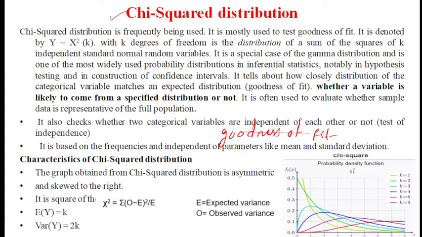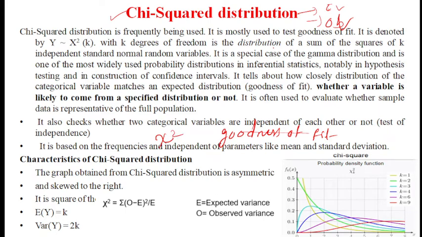Goodness of fit tells how closely the distribution of a categorical variable matches an expected distribution. This chi-square distribution deals with expected values and observed values. With the help of these expected and observed values, we can find the results. This distribution is denoted with the symbol chi-square.